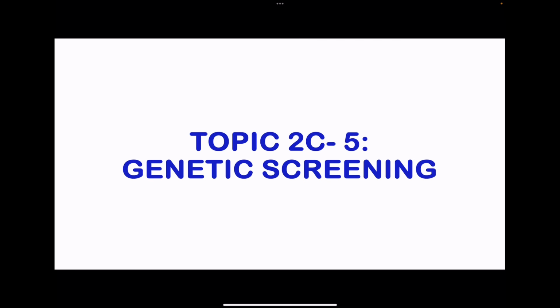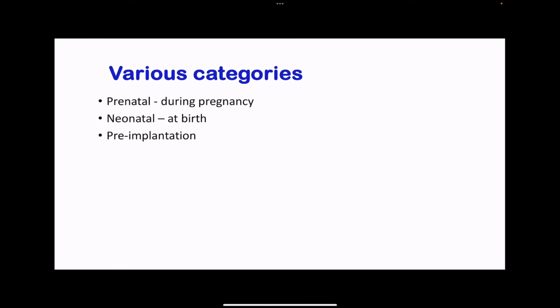When we move to topic 2C5, this is about genetic screening. Genetic screening is of three types. There is prenatal, this is during pregnancy. There is neonatal, at birth, and there is pre-implantation, this is before pregnancy. Each of these is carried out to find out about genetic defects that could occur to the fetus or to the child.